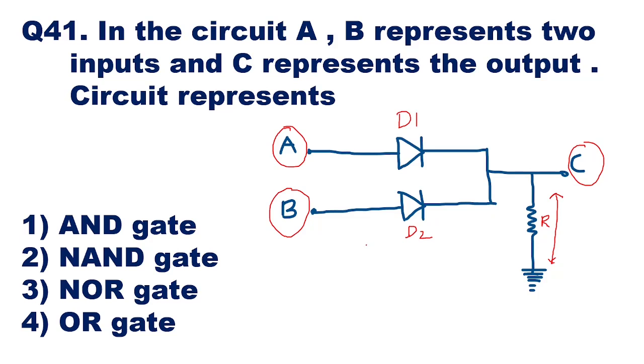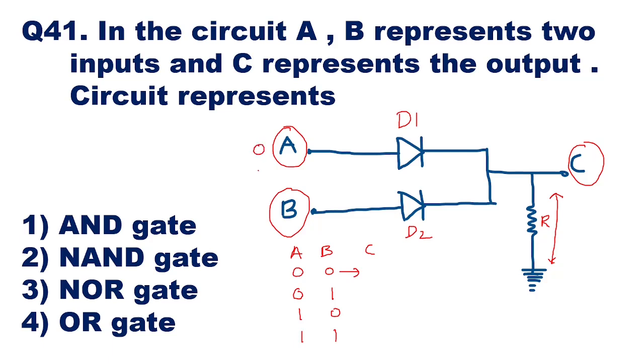Now, for the inputs, we can have combinations. When both the inputs are 0, 0, what will happen for the output C? When the inputs are 0, 1, what will happen for the output C? When the inputs are 1, 0, what is the output C? And when the inputs are 1, 1, what is the output C? So let's take the first case when both the inputs are 0, 0.